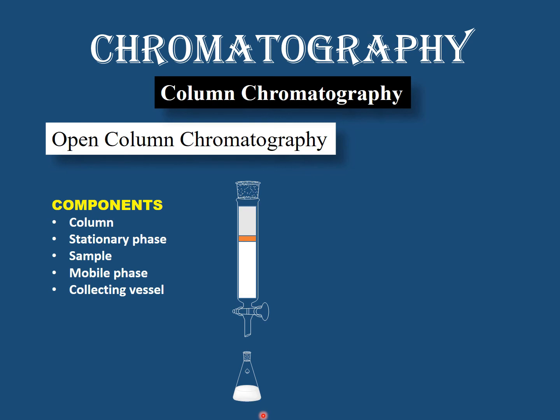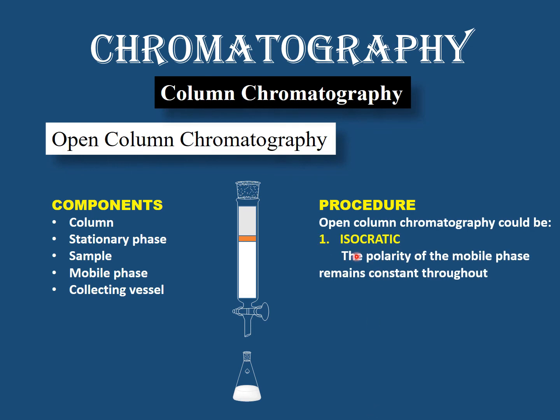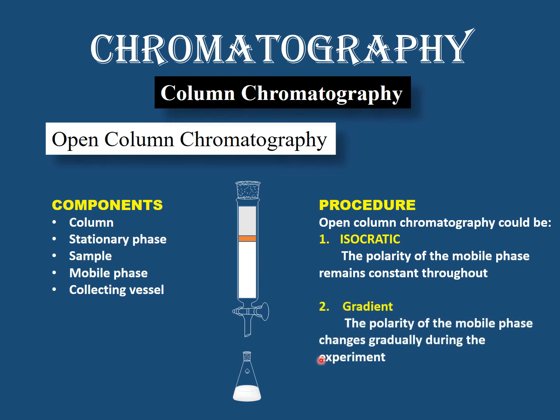Now, column chromatography can be carried out in two different ways. This technique could be isocratic, which means that the polarity of the mobile phase remains constant throughout the experiment. So in an isocratic column chromatography, you do not change the polarity of your mobile phase. It remains constant throughout the experiment from start to end. But you can also elute your column with a gradient polarity, which means that the polarity of the mobile phase changes gradually during the experiment.